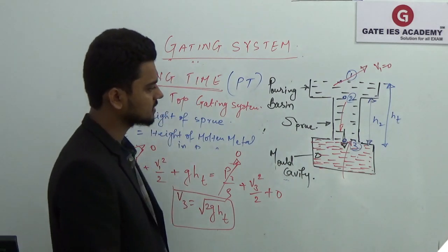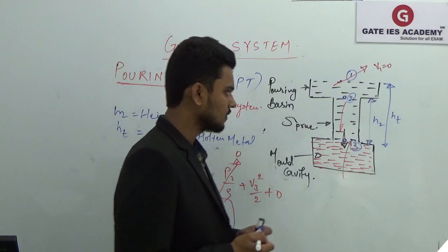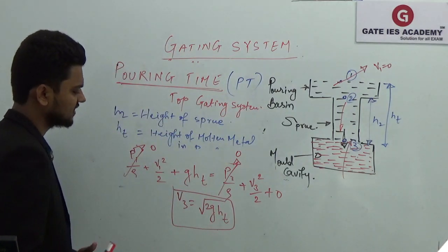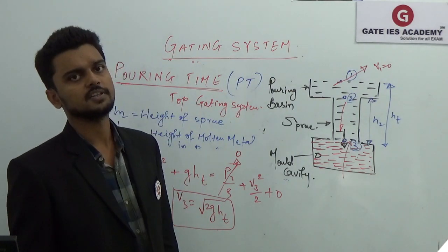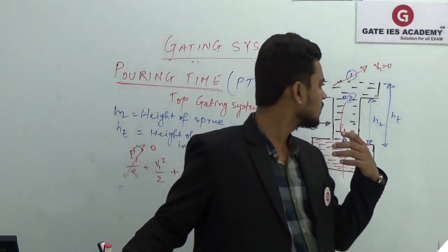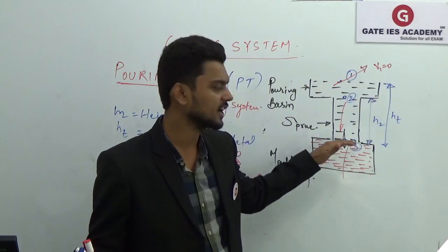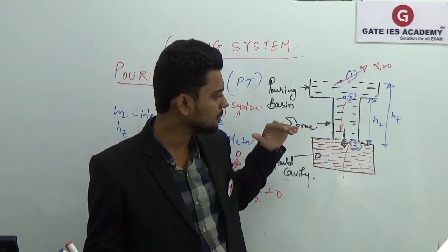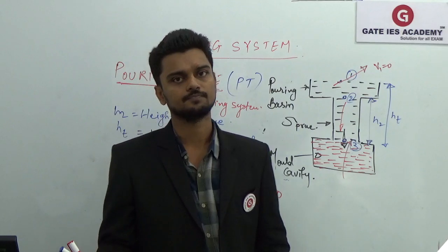So velocity at section 3 or at the exit of your sprue is nothing but the square root of 2G HT, where HT is here the height of your molten metal in the pouring basin from your datum that we have considered at the base of your sprue. Okay.